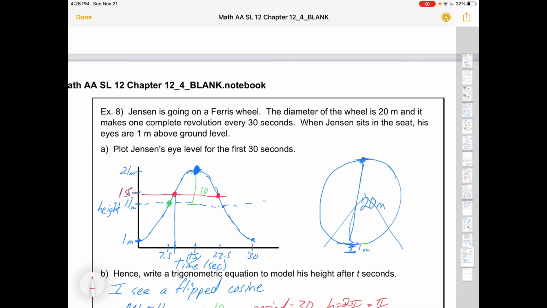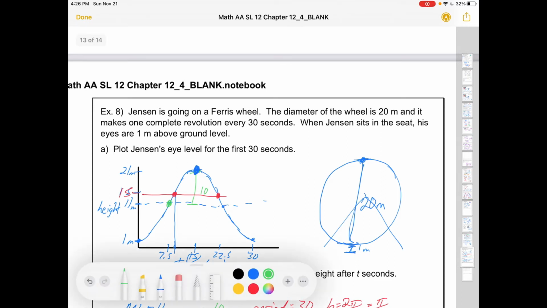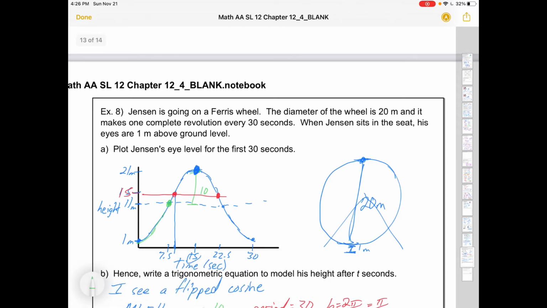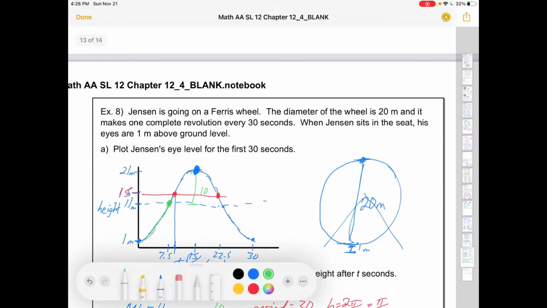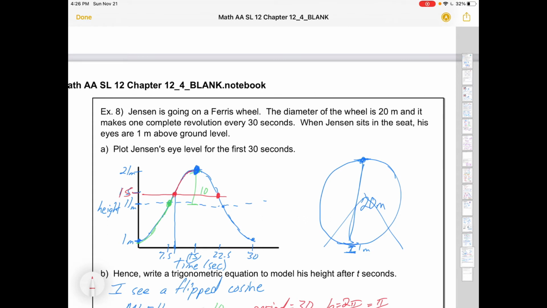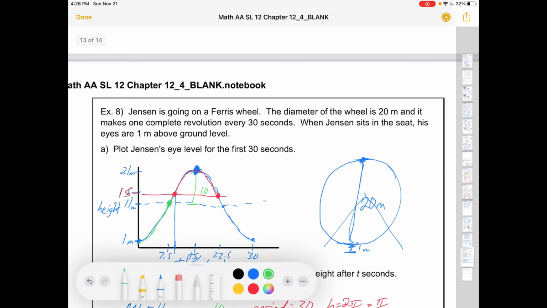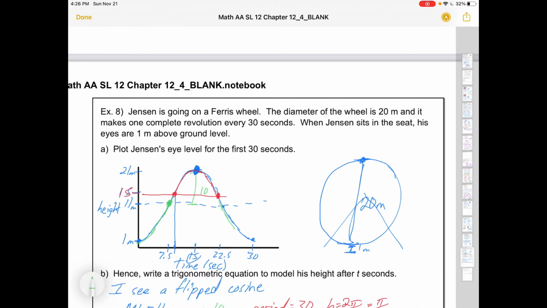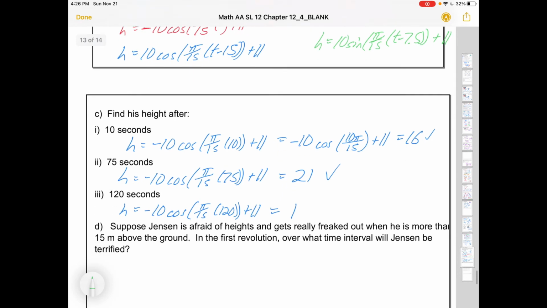If I had to estimate those times, I think they're about 10 and 20 seconds. So let's imagine his trip through this. He's going on the Ferris wheel. He's feeling okay, feeling okay, feeling okay, feeling okay. And then once we hit 15 meters, he becomes terrified, and once we get down past 15 meters, he's okay again. So the question is, when does that start and end?